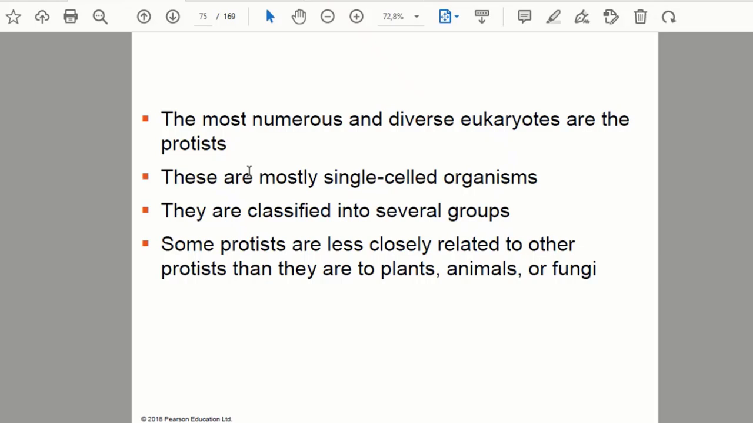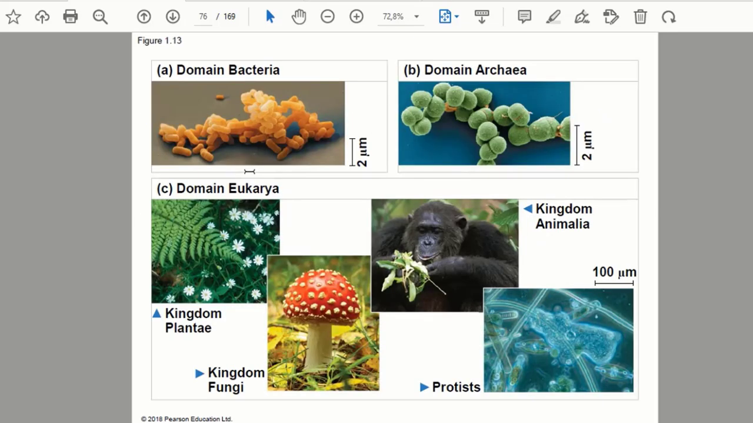And sometimes when they want to trick you, or if they just want to, because they know that you guys are smart, they'll make even the multiple choices conservative, and you might think, nah, they cannot be asking about protists conservatively. But you may find that they are classified into several groups. Some of these protists are less closely related to other protists than they are to plants, animals, or fungi.